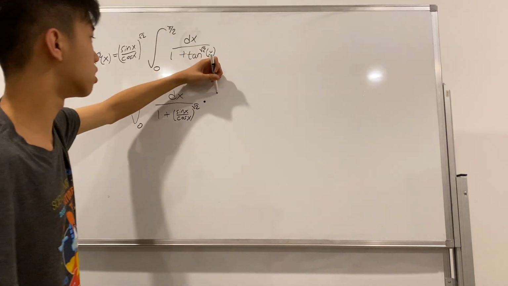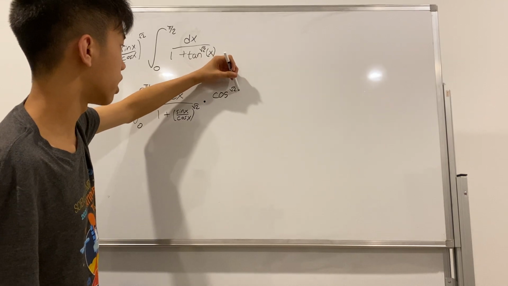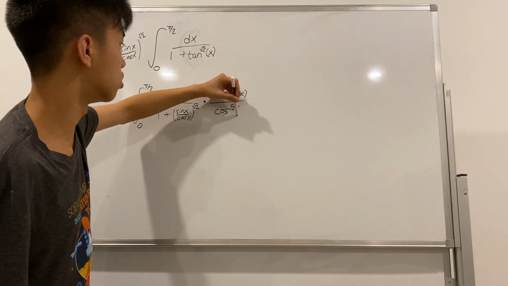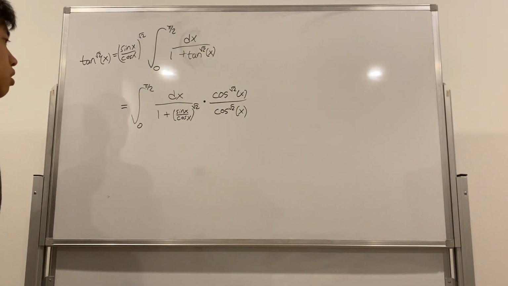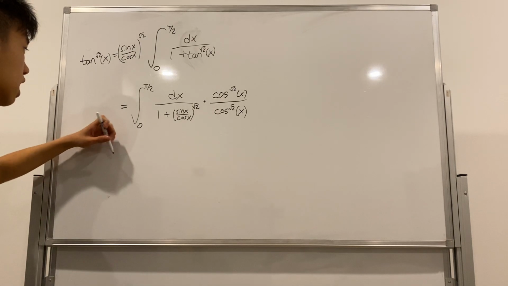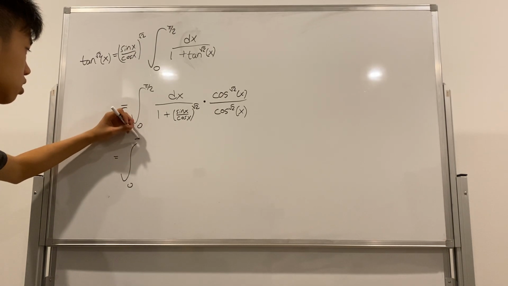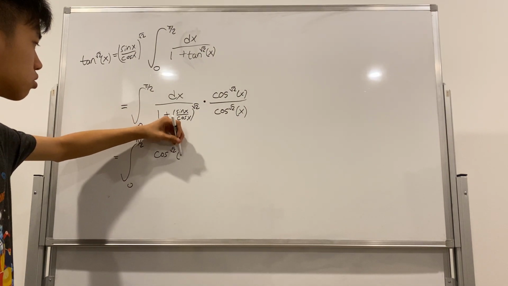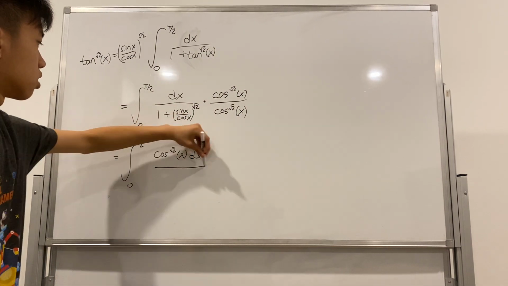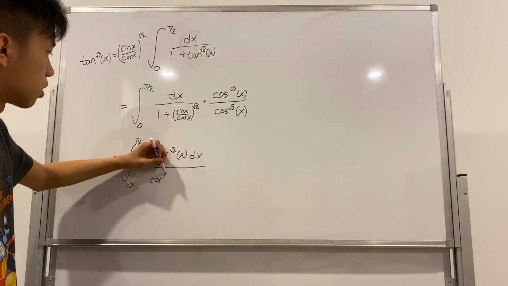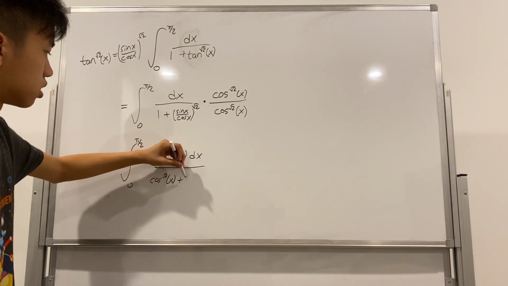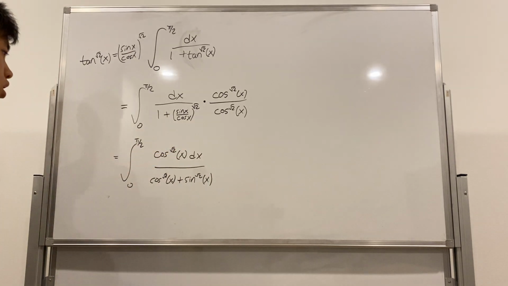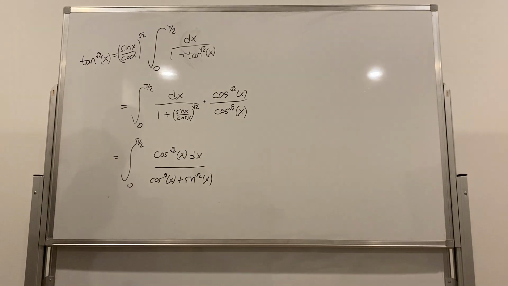Now we can divide the numerator and the denominator by cosine to the square root of 2 power. So now we get this integral, cosine to the square root of 2 power dx over cosine to the square root 2 of x plus sine to the square root 2 of x. Okay, so how do we proceed from here?